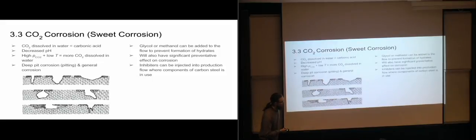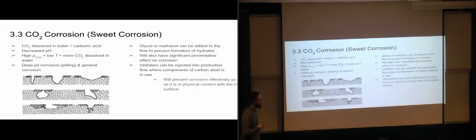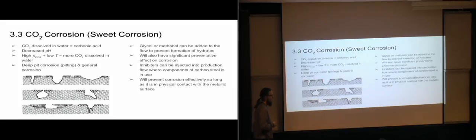We can also inject inhibitors into it, especially where we are using carbon steel in the system. So we can use special inhibitors that we inject into the well flow, and that's going to have a positive effect on our carbon steel with regards to corrosion. But the inhibitors only prevent corrosion so long as they're in physical contact with the metallic surface.